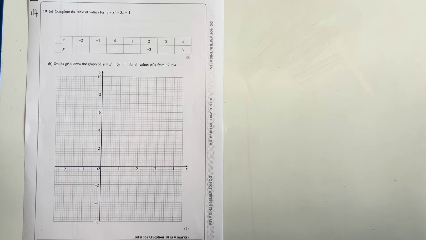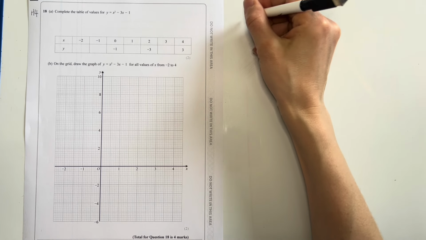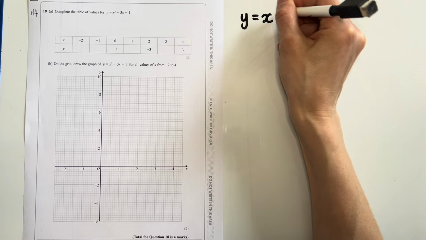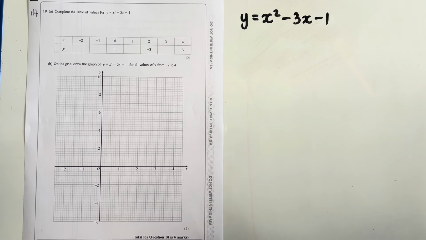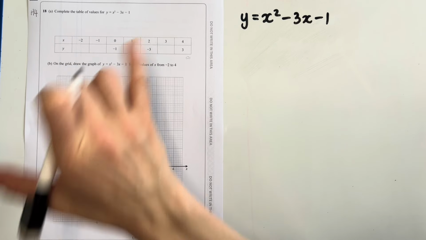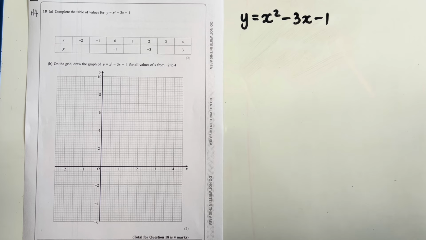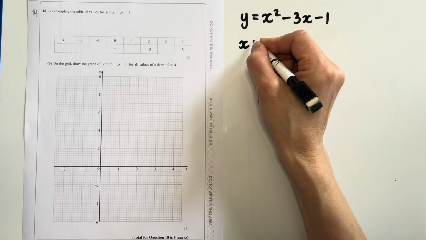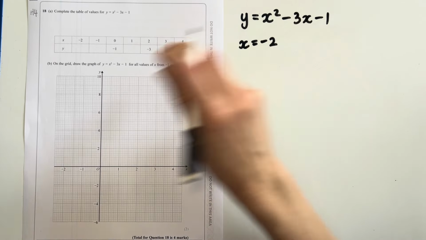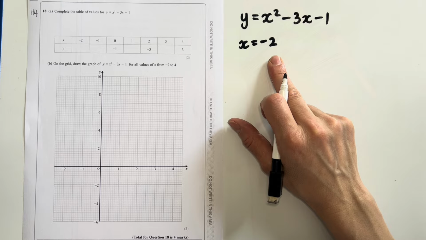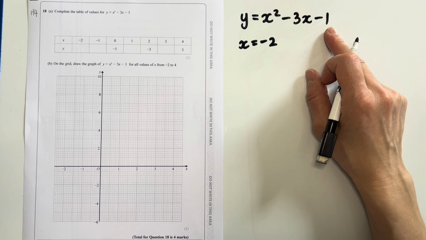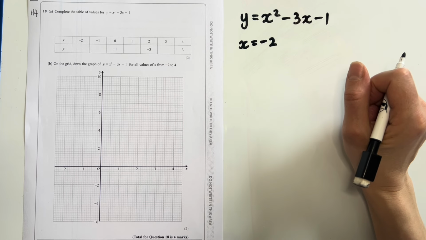Okay, so now you've given it a go, let's have a little look at what we need to do. The question is asking us to complete the table of values for y is equal to x squared, take away 3x, take away 1. And we need to do this for each of the cells that's missing its value for y. So the first one is x is equal to minus 2, and what we need to do is substitute x is equal to minus 2 into the equation to find out what y is equal to.